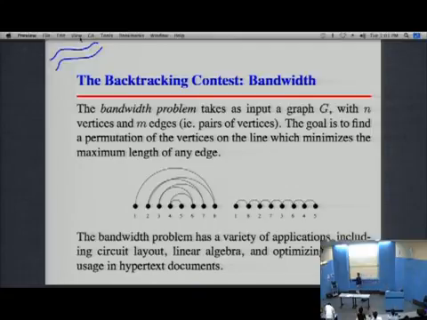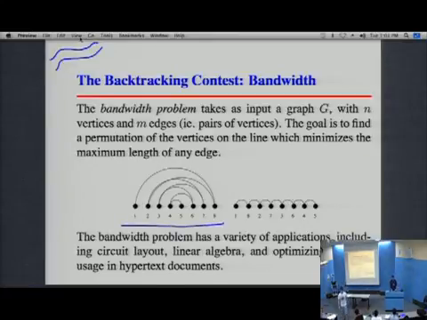Your goal is to solve a famous problem called the bandwidth problem on a graph. What is the bandwidth problem on a graph? You are given as input a graph, which we have here on the left. The vertices are numbered 1 through 8. It's got edges between certain pairs of vertices. And your goal is to find an ordering of the vertices on the line such that the longest edge is minimized.